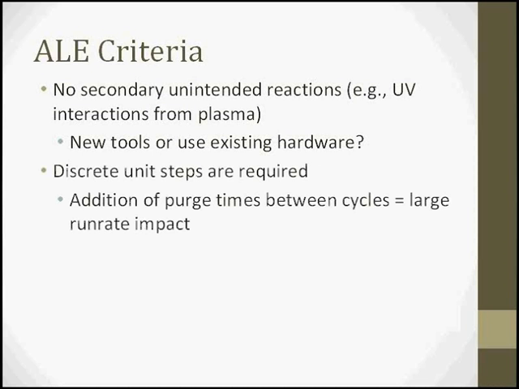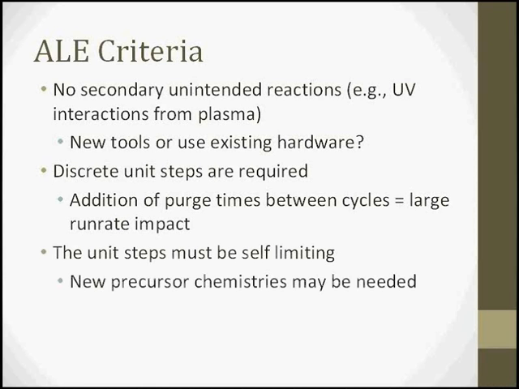Discrete unit steps are required. So the addition of purge times here is actually the biggest impact and disadvantage to this process because it introduces large run rate impacts. The purge steps after the radical introduction and after the desorption stage can range from 30 seconds to 2 minutes, and depending on how many cycles are required, that can create some pretty long etch times. So this may also drive further hardware improvements, such as the need for fast gas flow switching and high pump speed on the equipment to minimize those purge steps.